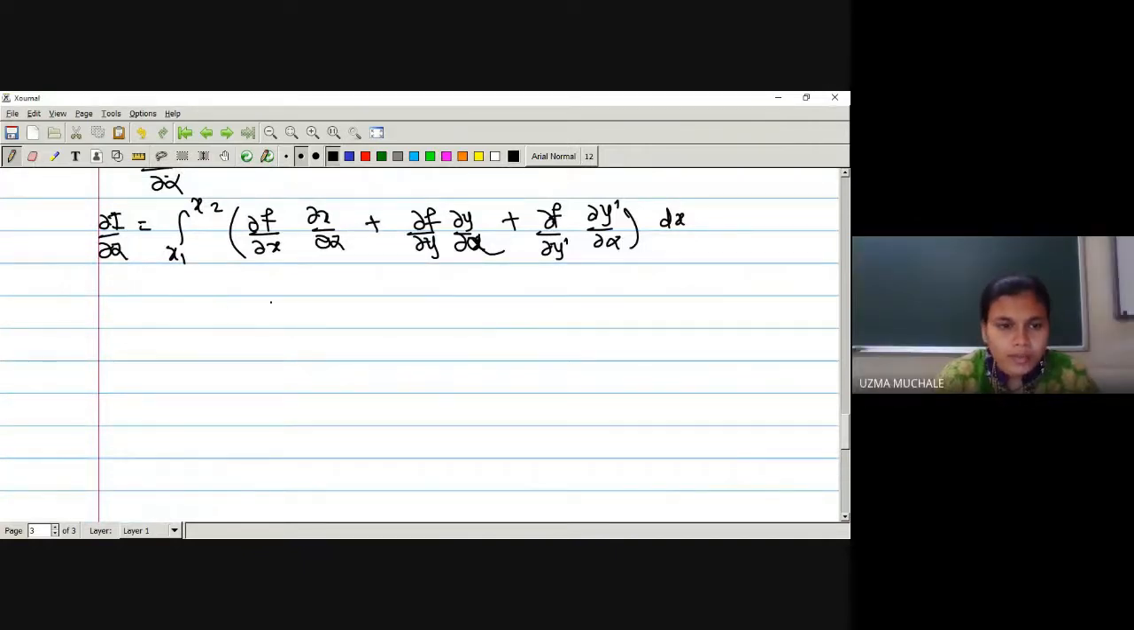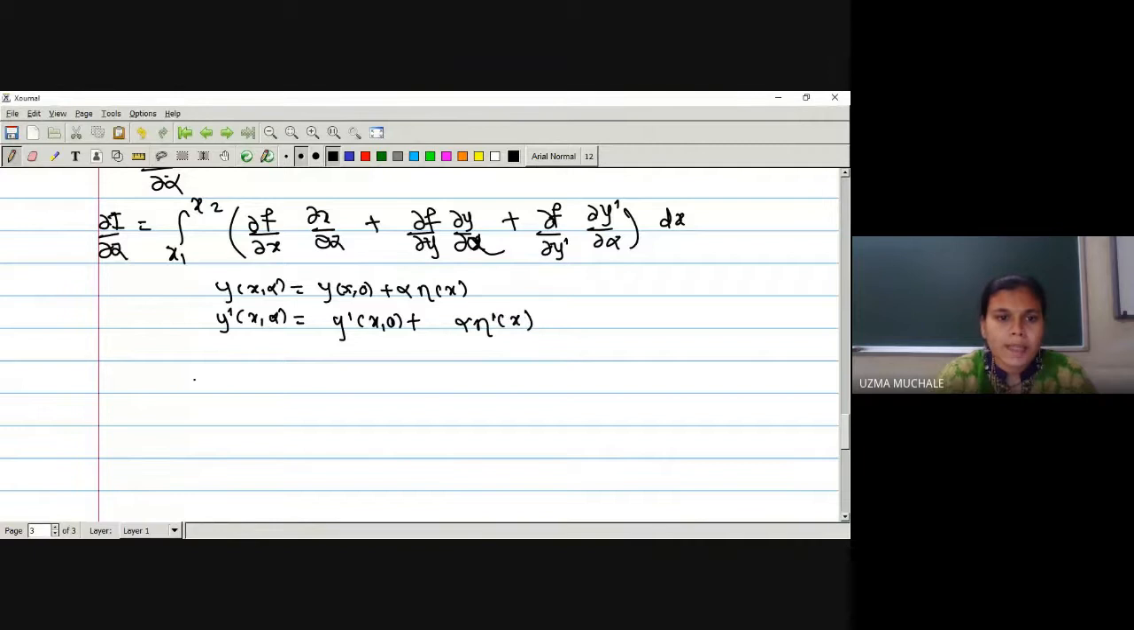Right. So now, what is the equation given to us? Y of x, alpha is equal to the equation of infinitely many paths, y of x0 plus alpha times eta of x. After differentiating, what we got is y dash of x, alpha is equal to y dash of x0 plus alpha times eta dash of x. Now, why have I written this equation? Because I have to find the value of dou y by dou alpha and dou y dash by dou alpha. After finding these two values, I can use this function f. Do you know?